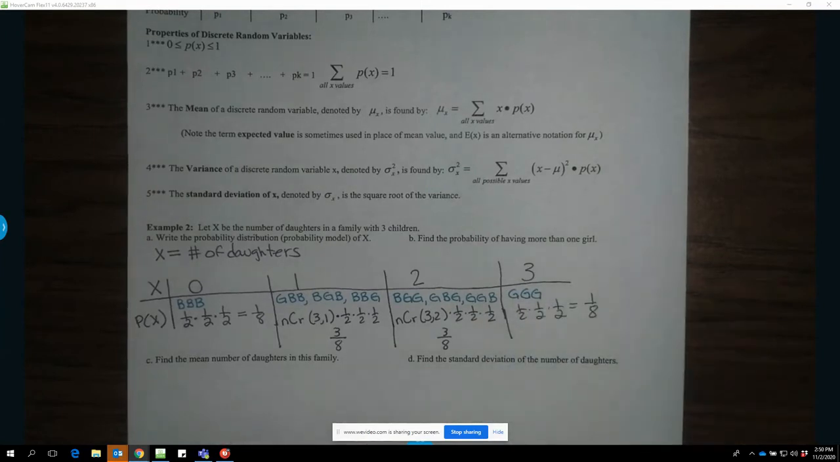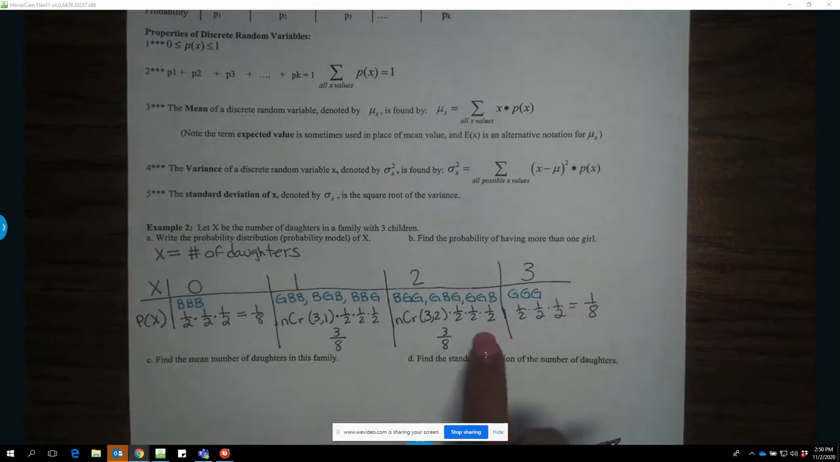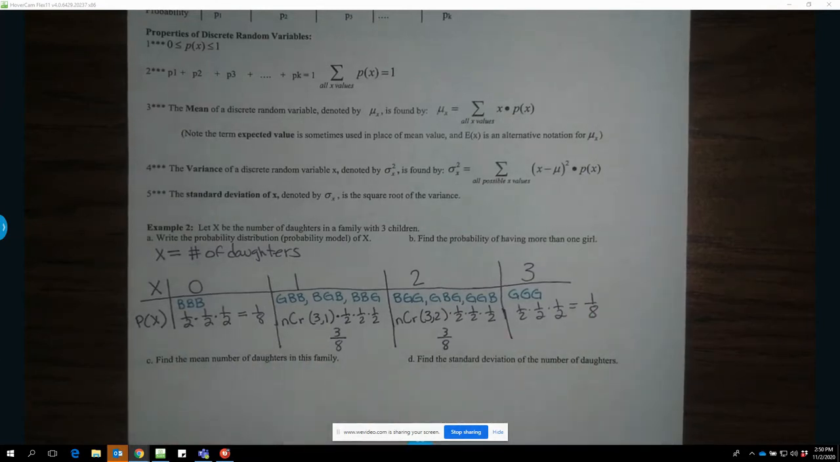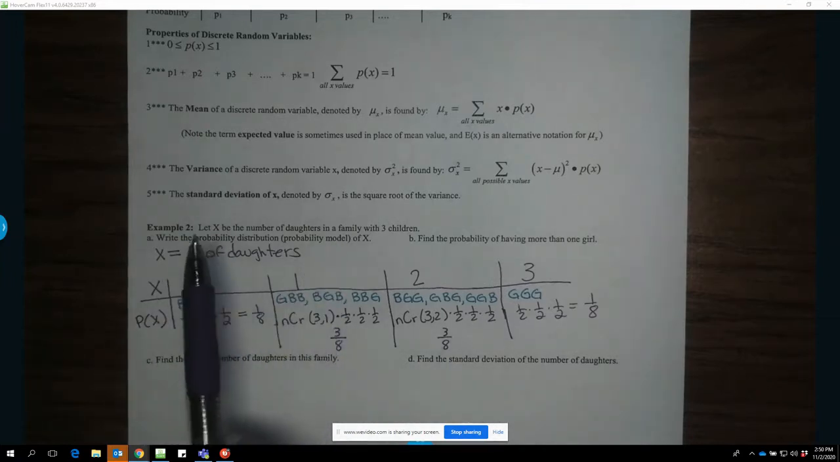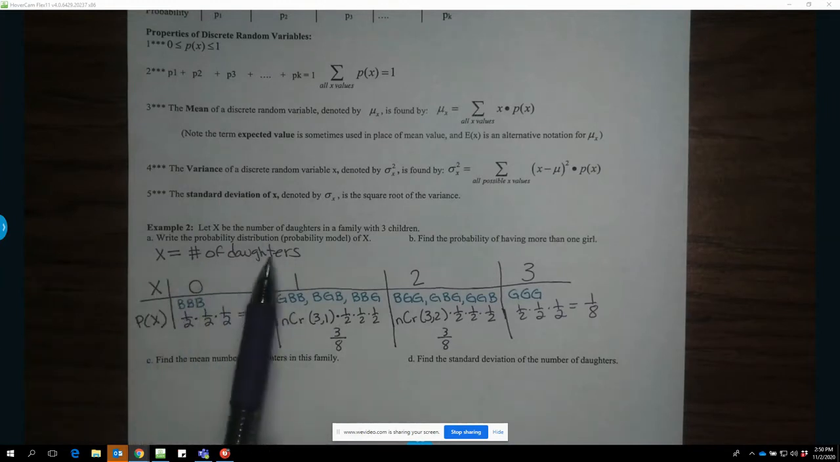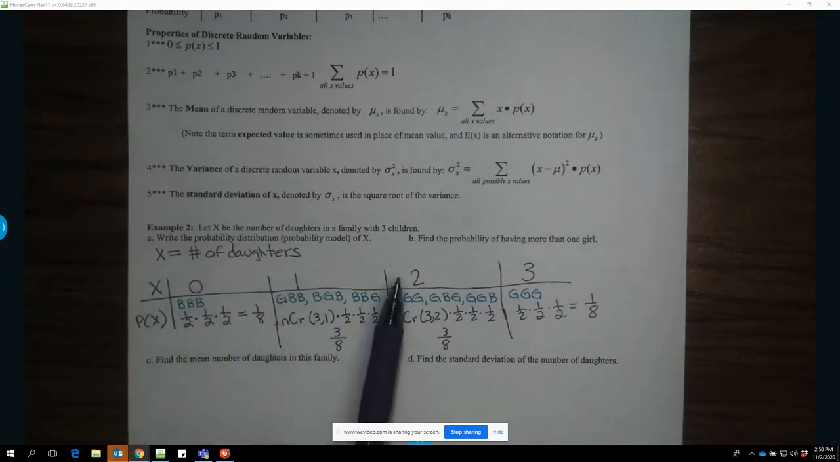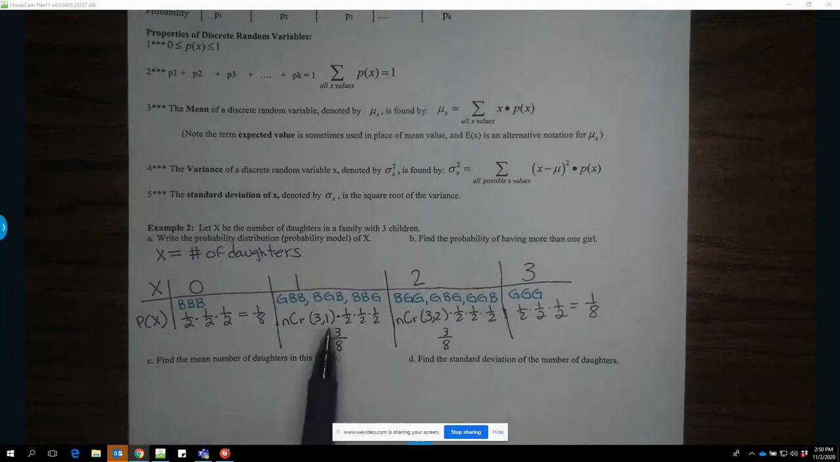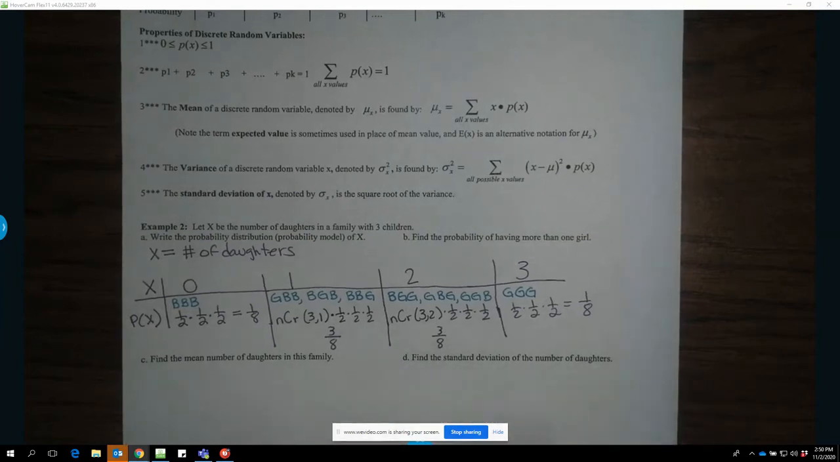One way to double check that you've done your probability distribution correct, when you add all your probabilities, it needs to add up to 1. If not, then you did something wrong. You missed something. So 1/8 plus 3/8 plus 3/8 plus 1/8, that is 1. So we've done that right. So that's how you would do letter A, and that's how you would do all of the probability models or the probability distributions. Always start with defining the variable, listing the possible values for that variable, and then show your work when finding the probabilities. Once you have that, the rest of the parts are going to be easier.